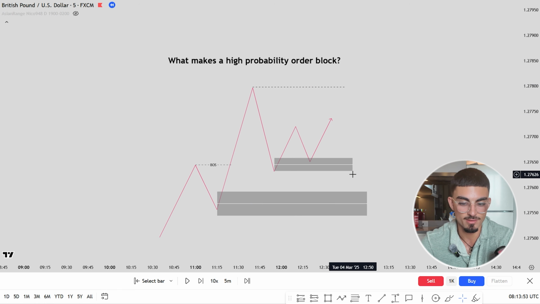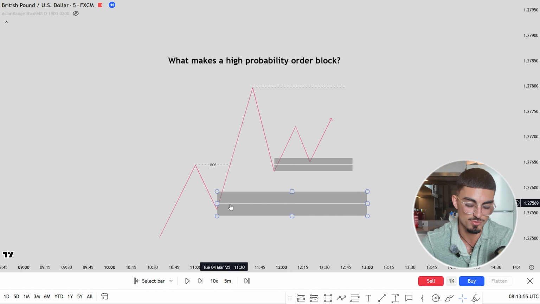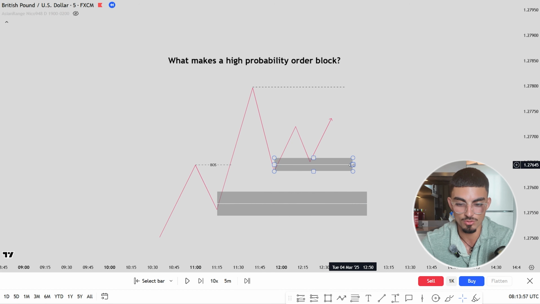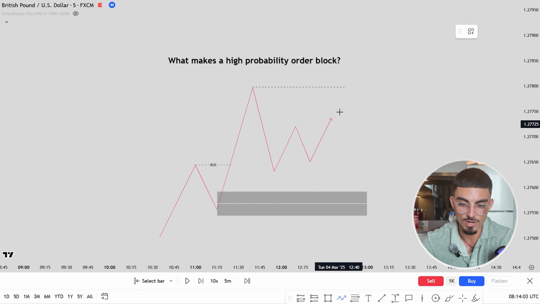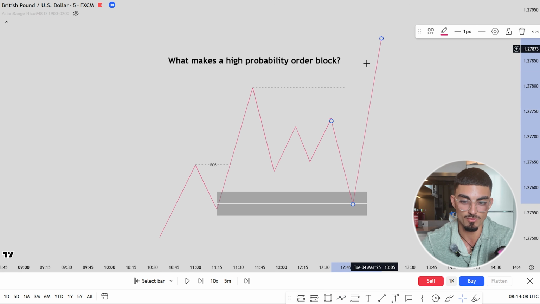Now, if we understand that this one here is less likely than this one, of course, what we're going to do as we're trying to find the best probability order blocks is avoid trading from here and simply wait for price to come into the high probability one and then look to trade up from there.